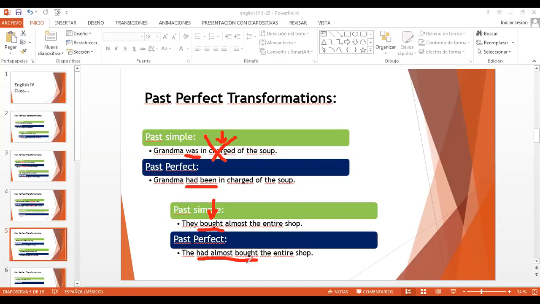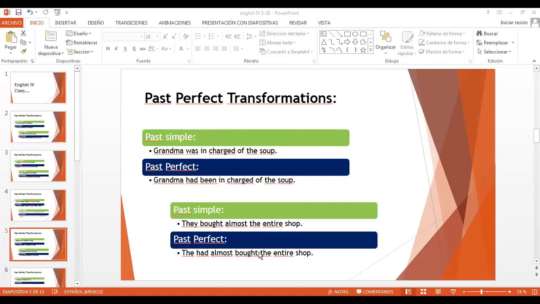Quizá es porque se movió, pero almost, lo genial de almost es que puede ir tanto: they had bought almost the entire shop or they had almost bought the entire shop. Both are correct. De las dos formas está correcta. Yo solo quise mantenerlo antes para hacer la observación, porque lo van a encontrar así. Good? So let's change it. Let's have a little change.